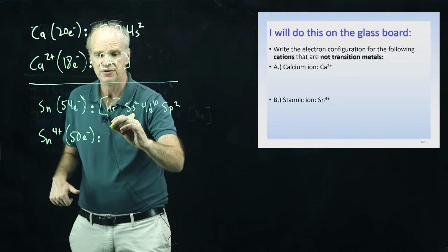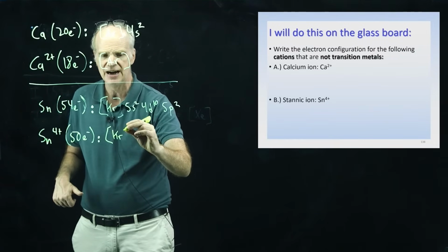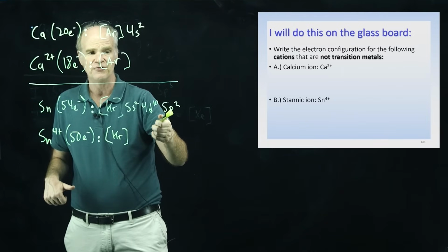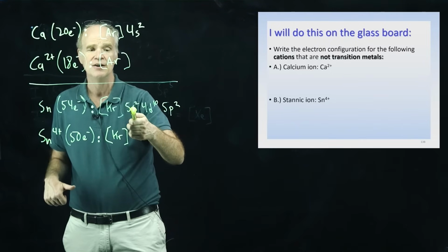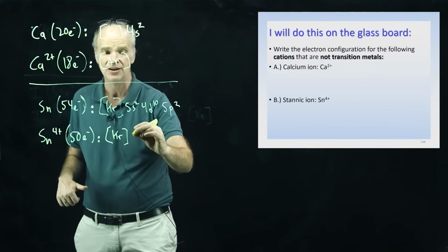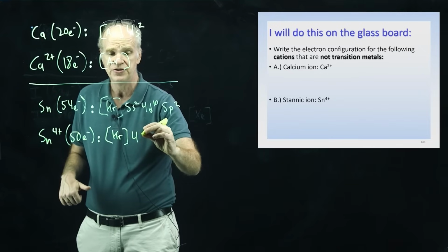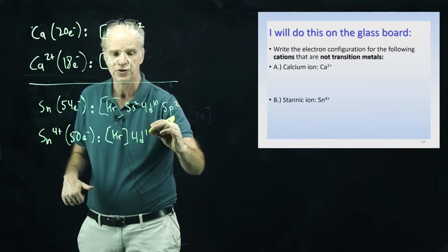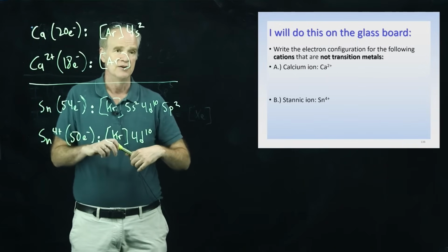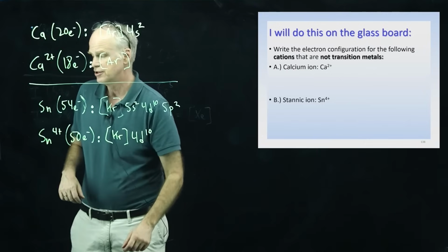And so here the configuration of the stannic ion, Sn4+, will be 2 electrons gone from 5p2, so that would be 5p0, and 2 electrons removed from 5s2, so that is 5s0. You don't have to write that out. We didn't go into the D sublevel of the 4th energy level, so there are all 10 electrons there. So that should be the configuration of the stannic ion. Okay, so we're going to move on.